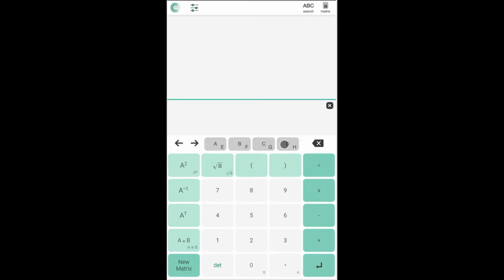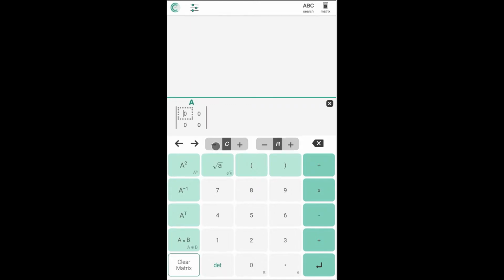First, we create a matrix by typing in capital letters or tapping one of the matrix letter buttons. Note that you can only use letters A through H. Second, we adjust the dimensions of the matrix and fill out its elements. We'll go with a 3x3.